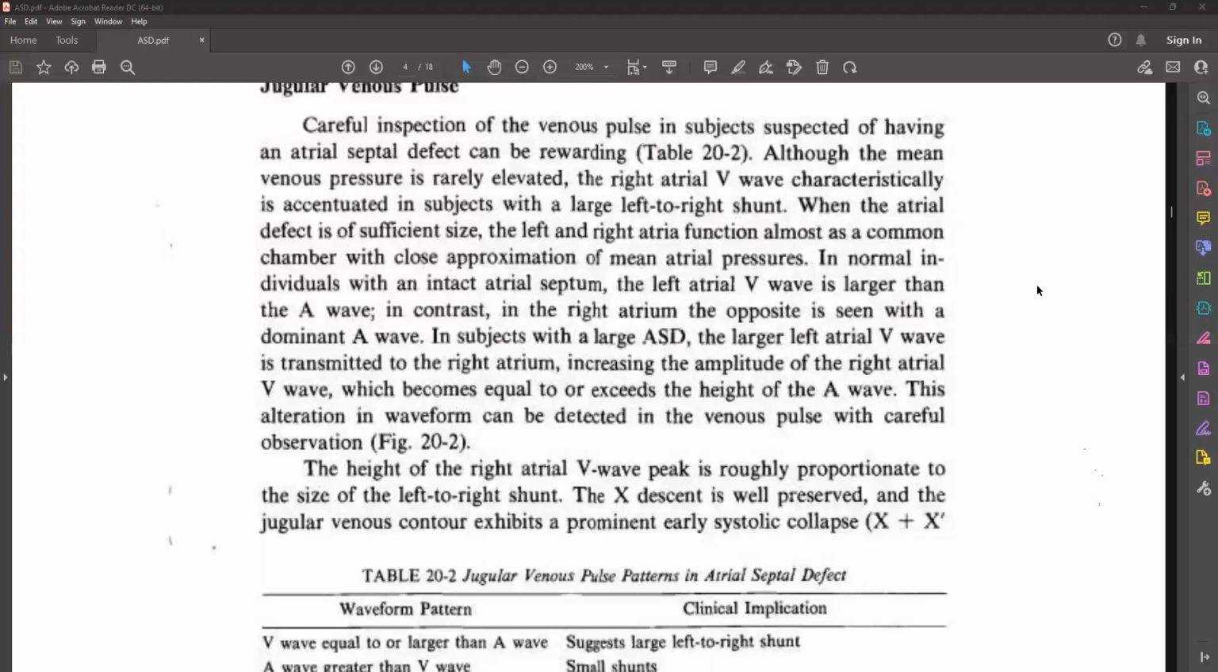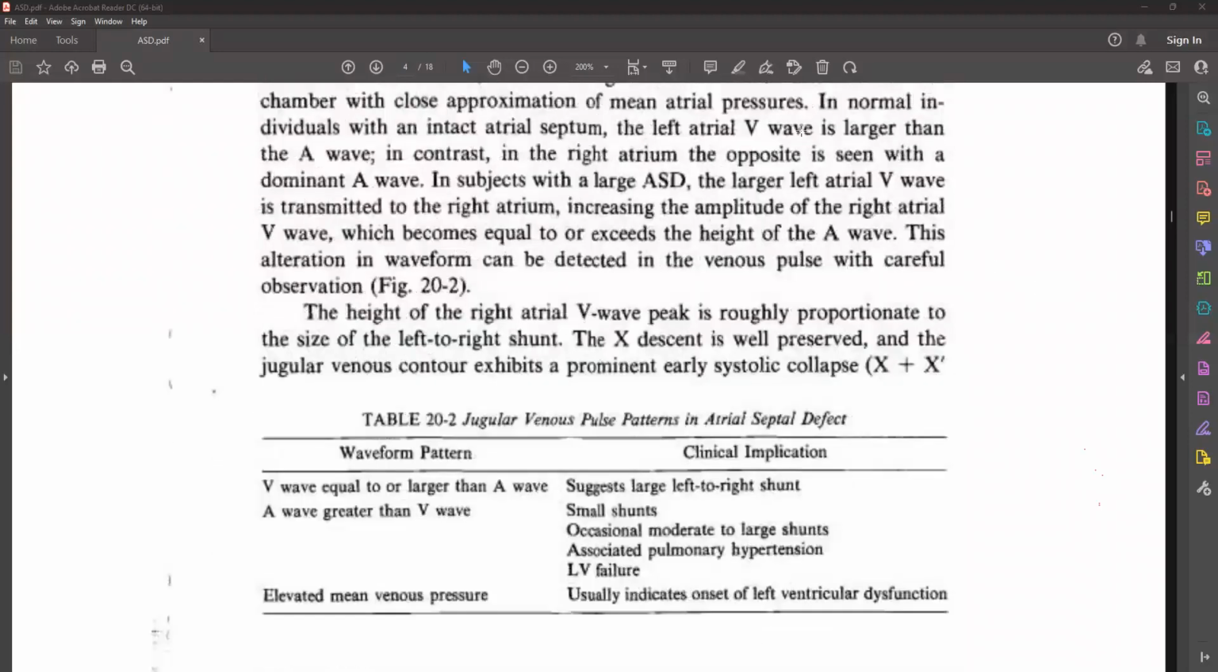So let me just explain this. This table sums up what you really need to remember. Generally, the A wave is greater than the V wave. When that is the case, you are not going to look for a large shunt, so the shunt is usually small. But when you are talking about a large left to right shunt, then the V wave is technically larger than the A wave. So just remember this point.